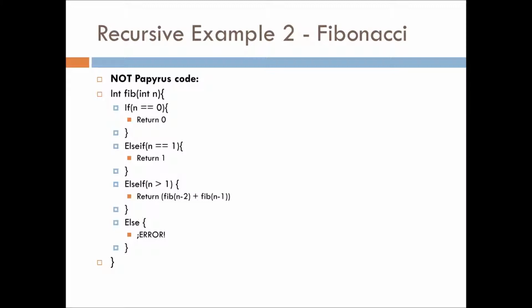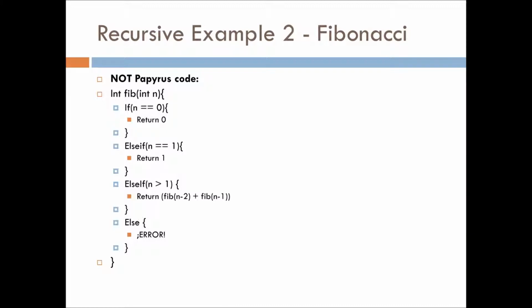And then for every other case, it's going to be the Fibonacci of n minus 2 for the previous of the previous, and then you add that to the Fibonacci of the previous, n minus 1. And then if there's anything else outside of that, we'll do an error. You don't need this else necessarily.